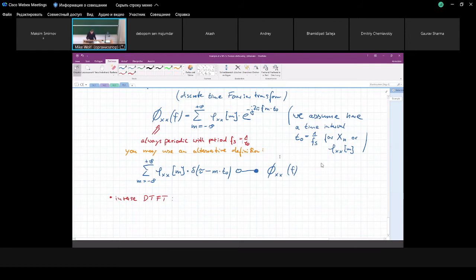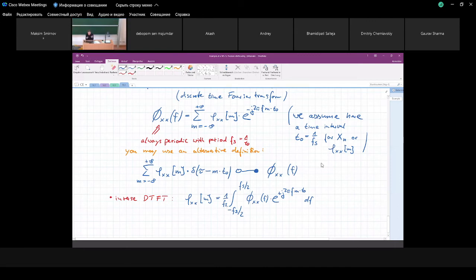So this leads to this expression here for the discrete time Fourier transform. So if you obtain the autocorrelation function or the time domain signal from the DTFT, you get an expression which looks like the expression to obtain Fourier coefficients for a periodic signal. We integrate from minus Fs/2 to Fs/2, one period. Then we insert phi x of f, multiply it with e to the plus j, and of course we have to normalize by 1 over Fs.